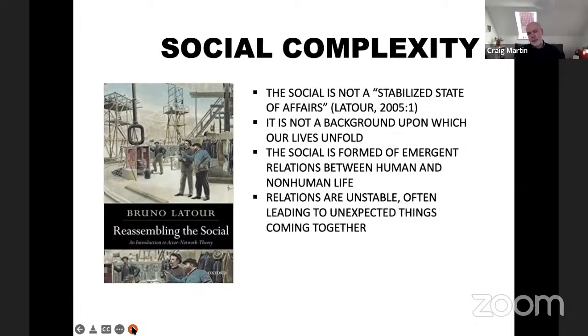Related to that, and this is again very important, is that these relations that we have between one another and other non-human life are inherently unstable. That is, we can't predetermine what's going to happen. And the key to this is that this leads to unexpected things happening. So in many ways, this means that we can't control society, that these emergent relations between ourselves and others are unstable.